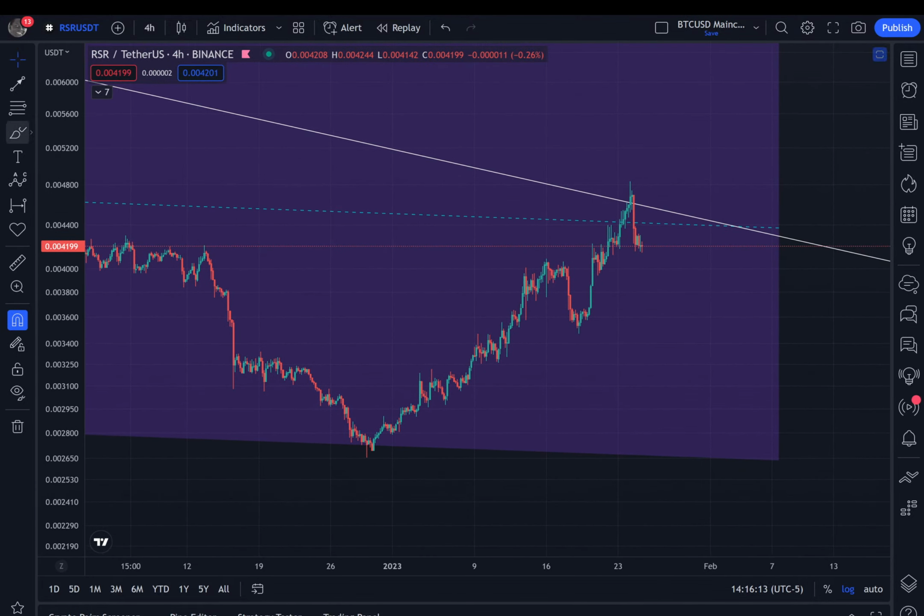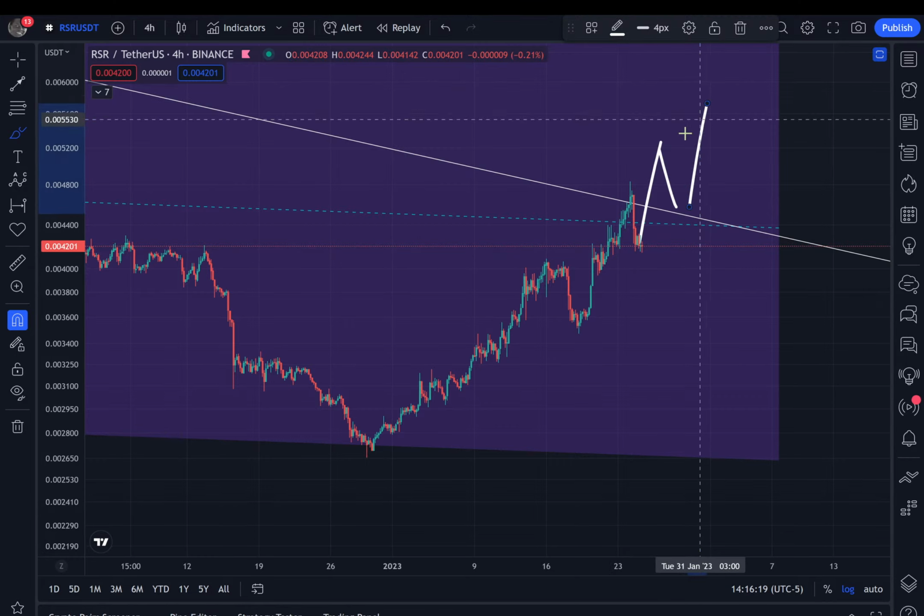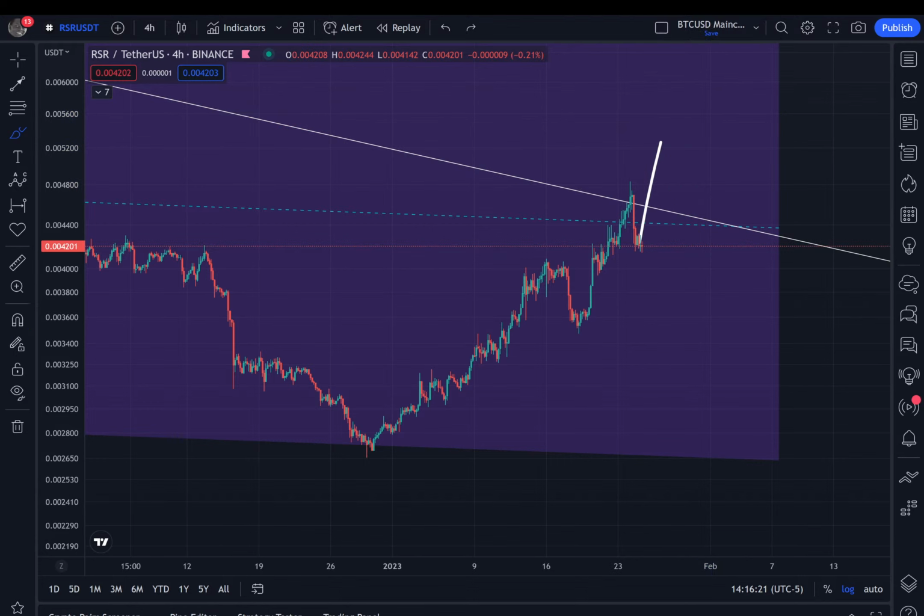RSR has yet to break this high time frame downtrend, so expect that to come, retest, and then continue. Okay.